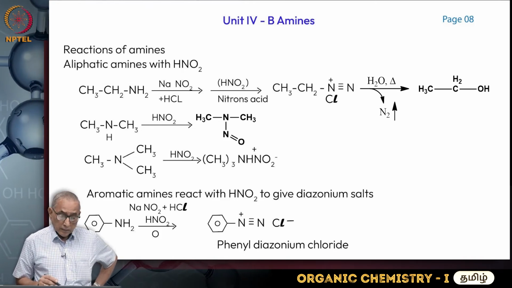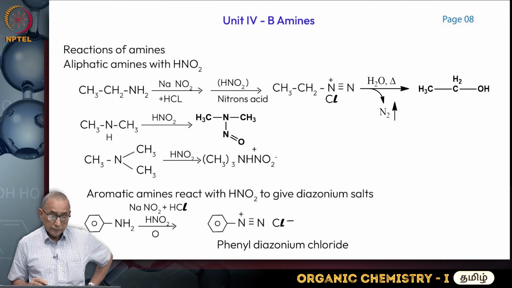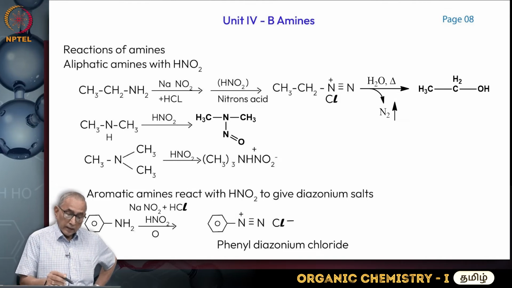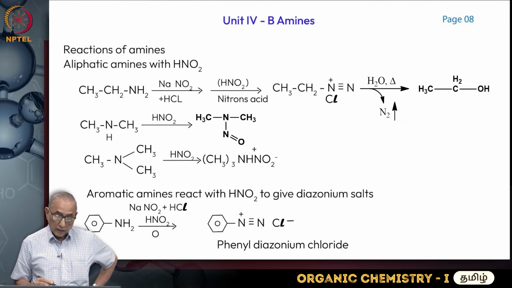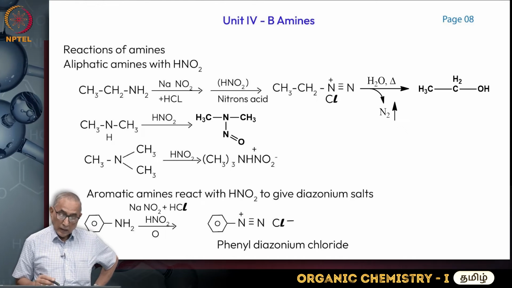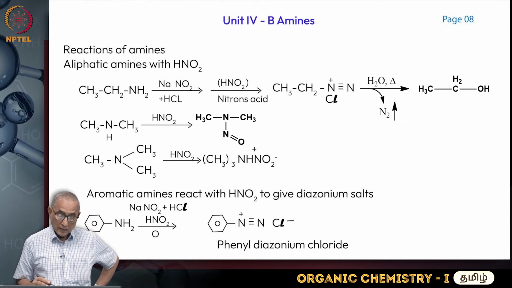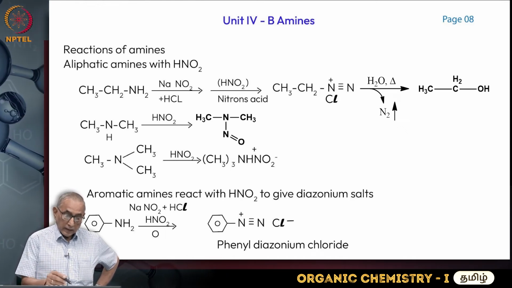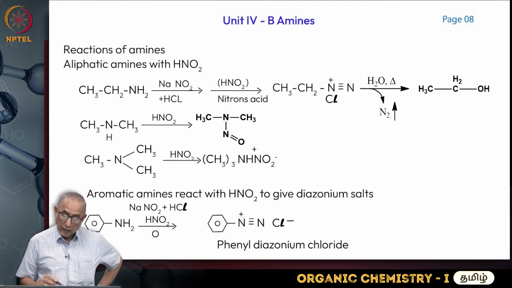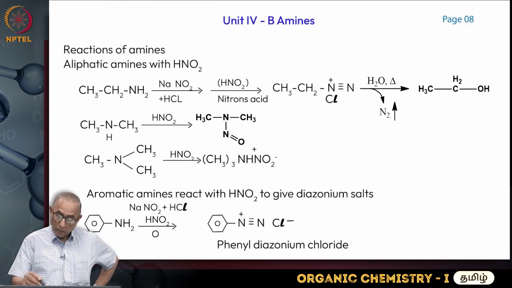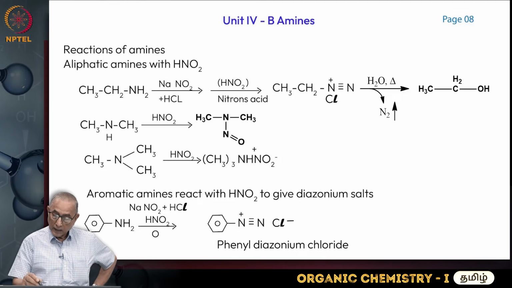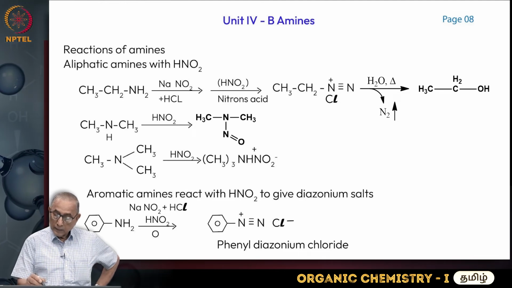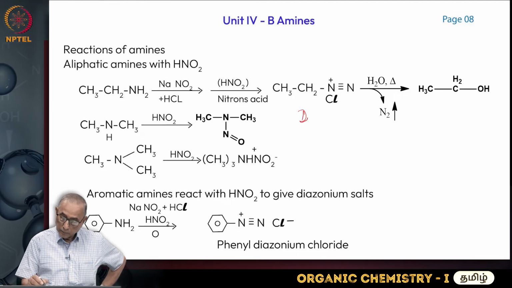Reactions of amines. Aliphatic amines with nitrous acid. The nitrous acid is produced by taking sodium nitrite and HCl, which will form HNO2, that is nitrous acid. The nitrous acid, primary amine oda react pannaka modalla you get what is called ethyl diazonium chloride. This N triple bond N plus is called a diazonium group.